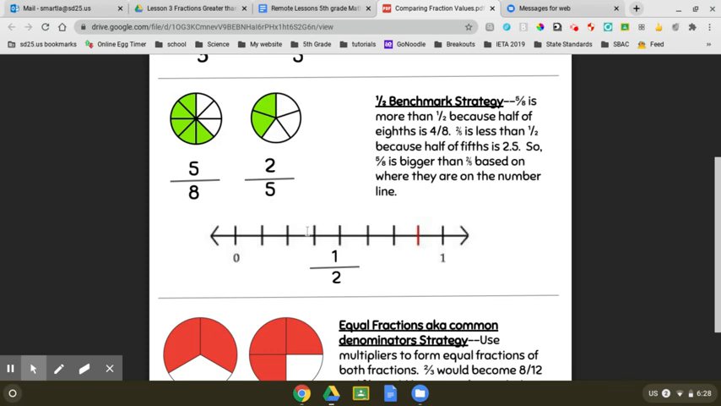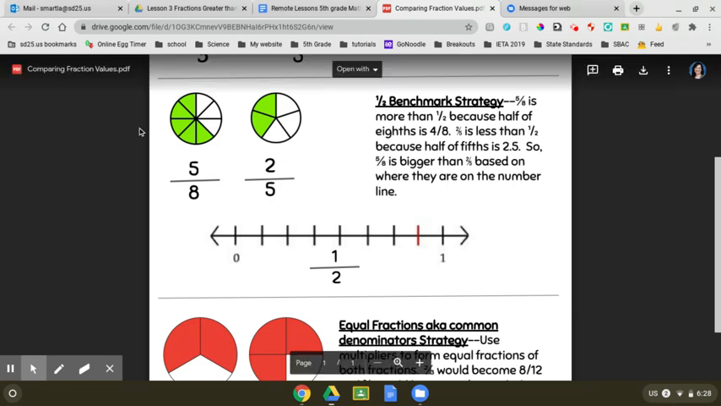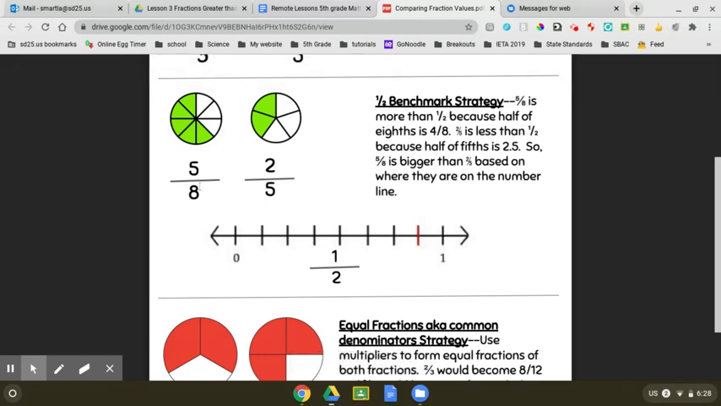So 2/5 would be on this side of half. So knowing that, I can figure out that 5/8 is bigger than 2/5, even without these pictures, just using the numbers. Because 5/8 is bigger than 4/8, which is 1/2, and 2/5 is smaller than 2.5/5, which is 1/2. So 5/8 is the bigger fraction.